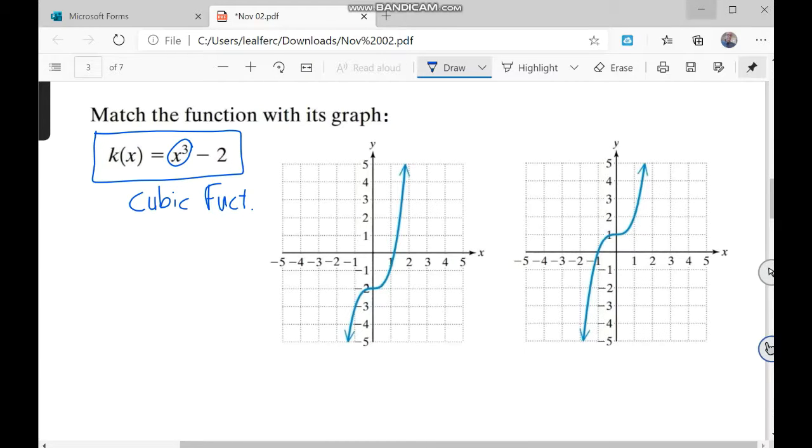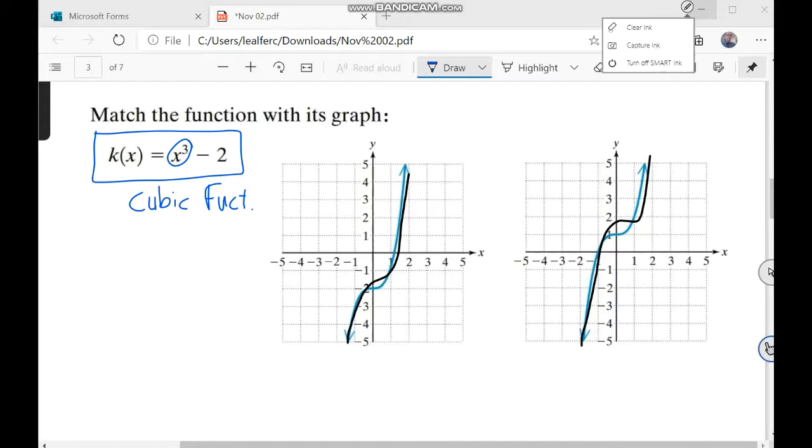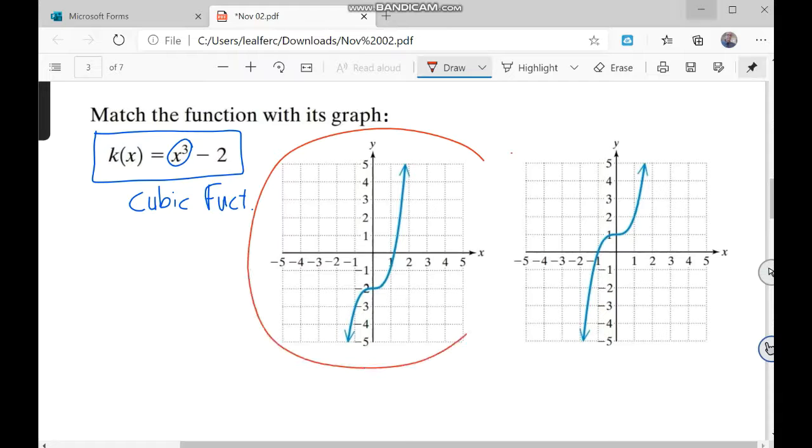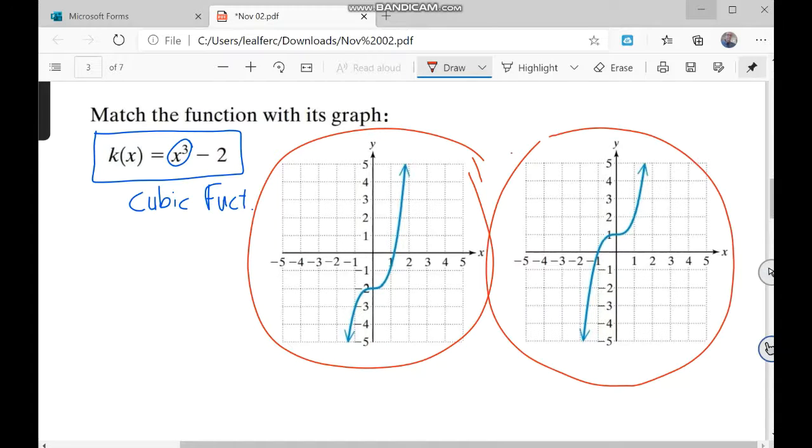The shape of the cubic function is something like that. It's kind of an S, kind of a snake. This is the shape you're going to find. And usually you're going to have 12, 10, or 6 options, and you're going to find two very similar shapes. One here might be the right answer, and this is another shape that might be the right answer.